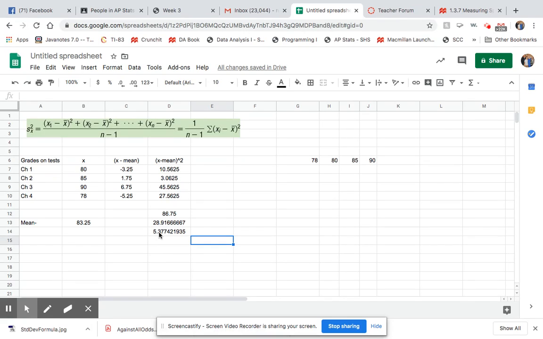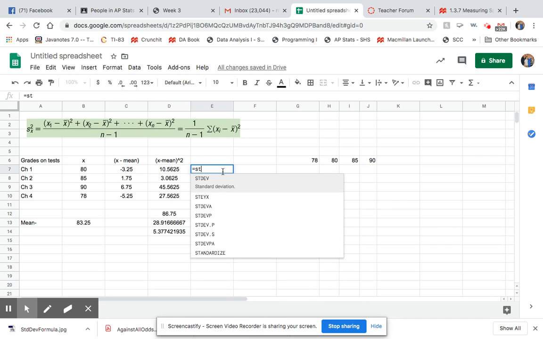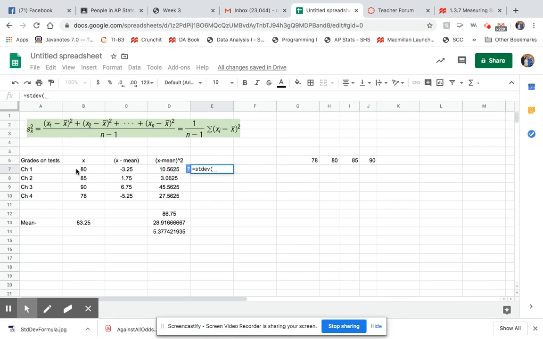Okay. So that was a lot of work. Here's what's nice. In Google Sheets, you can just say equals STDEV, which is the standard deviation, and you highlight your 4 test scores. Close that off, hit enter. I get the same 5.37. So one more time, just equals STDEV, highlight your numbers, close the parentheses, and it gives you the answer. If you're doing it in Crunch It, you use the descriptive statistics, it gives you the answer. But I want you to see where that's coming from.